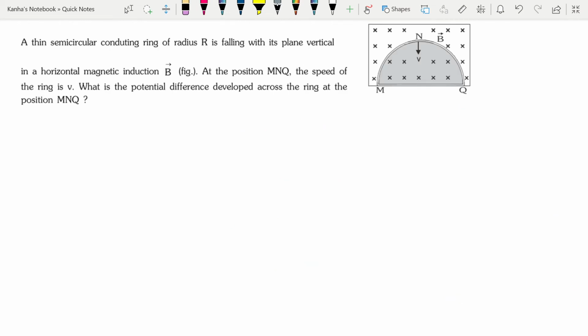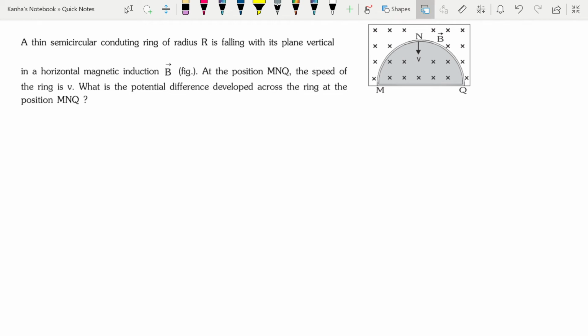Let us look at another question. A thin semicircular conducting ring of radius r is falling with its plane vertical in a horizontal magnetic induction B. At the position m and q, the speed of the ring is v. What is the potential difference developed across the ring at the position m and q? To do this question, let us assume that the ring is falling through an infinitesimally small distance dx in a time dt.